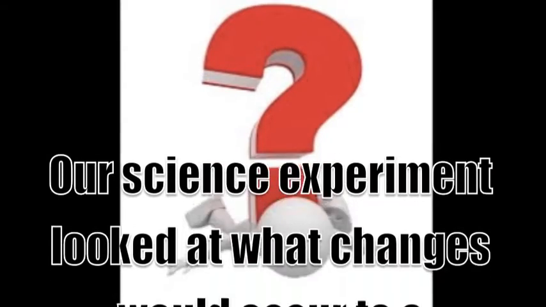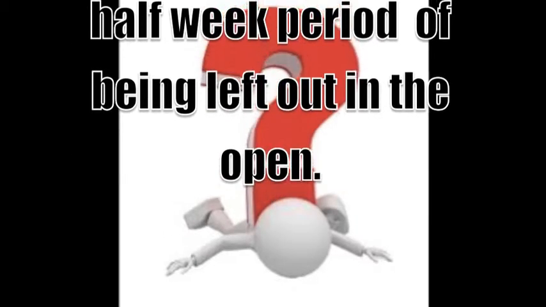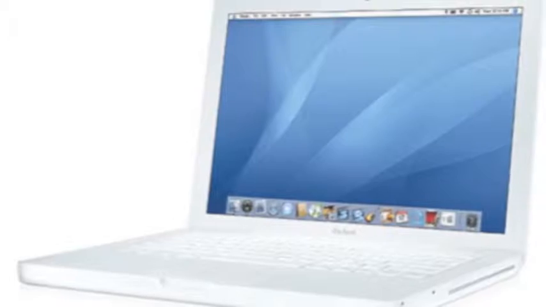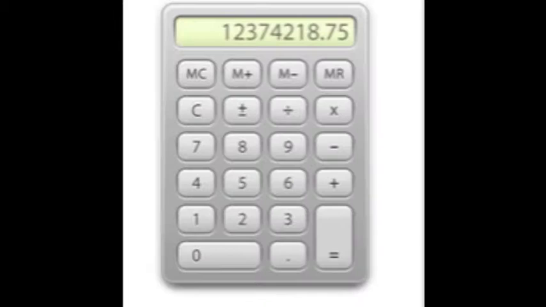The problem. Our science experiment looked at what changes would occur to a grapefruit in a 2.5 week period of being left out in the open. We used the following materials in our experiment on a grapefruit, our specimen. We needed computers to document our progress using Google Docs, Photo Booth, and the calculator to find out the differences.